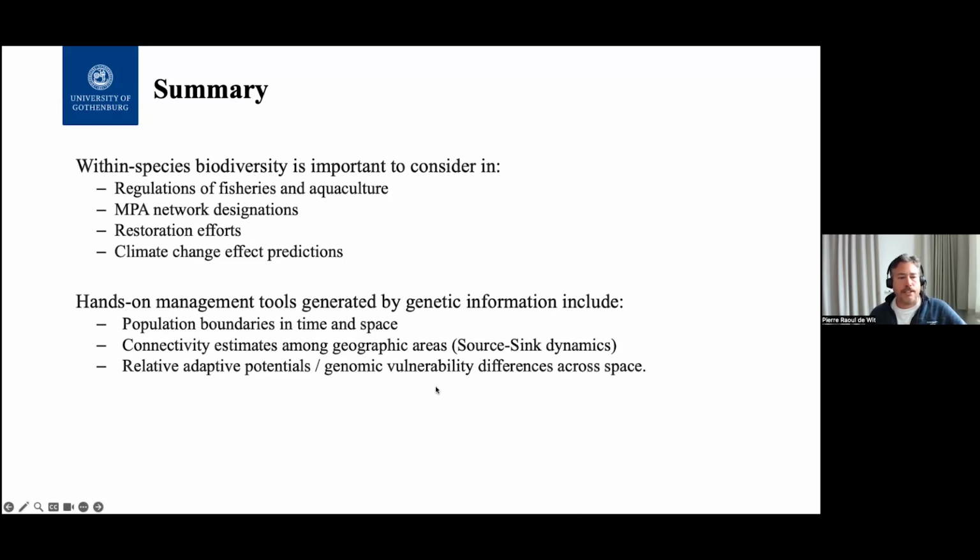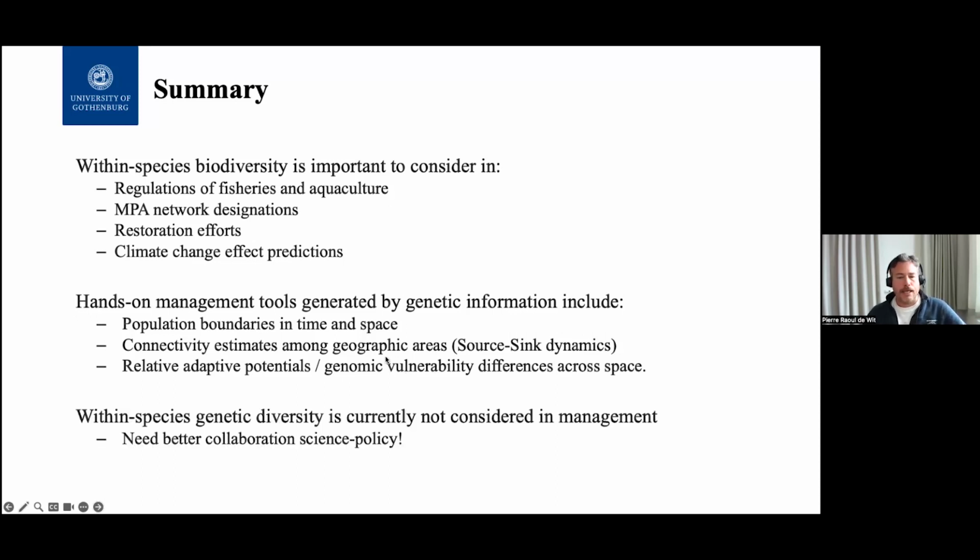You also get connectivity estimates among geographic areas. So you can think of it as source sink dynamics, or where do larvae come from and where do they go, for example, when it comes to mussels and oysters. And also you can get information about relative adaptive potentials, evolutionary potentials, or vulnerabilities from a genetic perspective across space. And we need to collaborate better between science and policy.